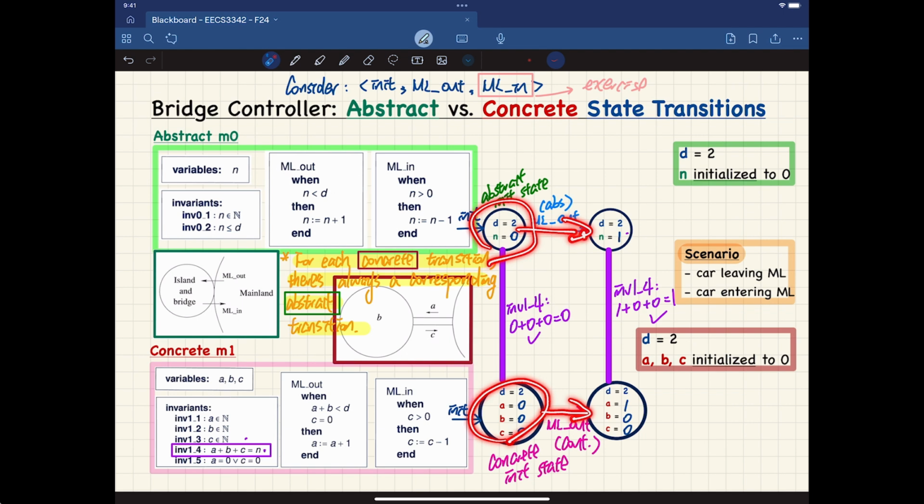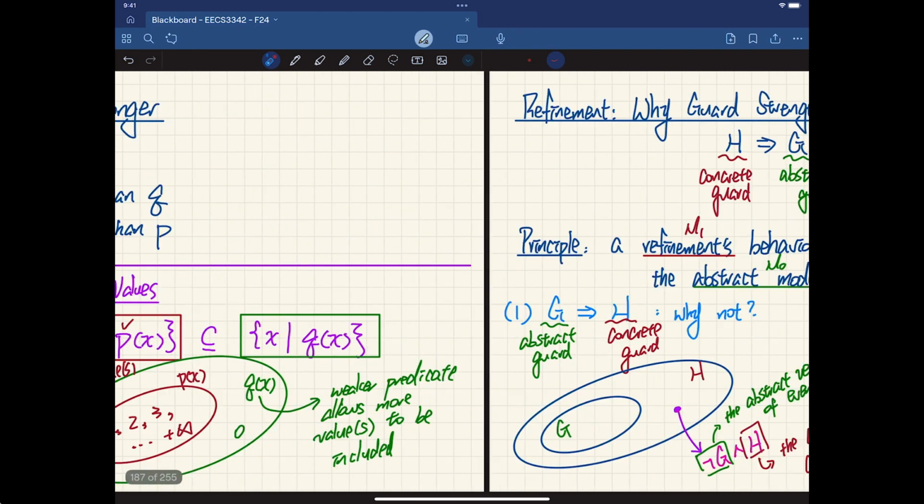However, if you're able, at this stage, to make a transition from here to here, but in the corresponding abstract world you cannot make that, that means this particular transition here is inconsistent with the abstract world. You're creating some new transition that has no correspondence in the abstract world. This will be some new behavior you have introduced. All right, so I'm going to write it down.